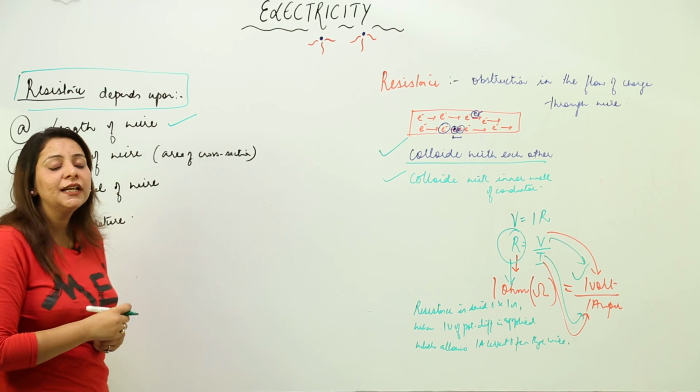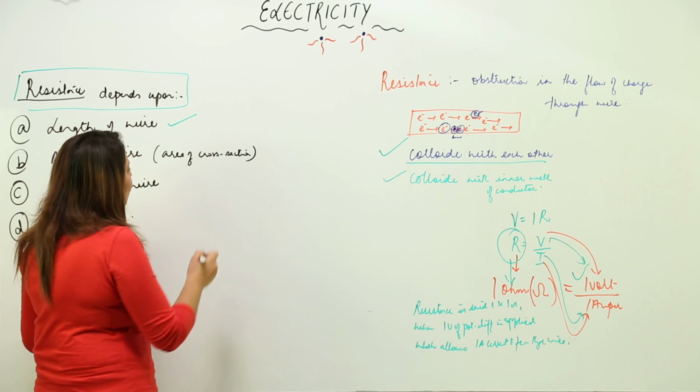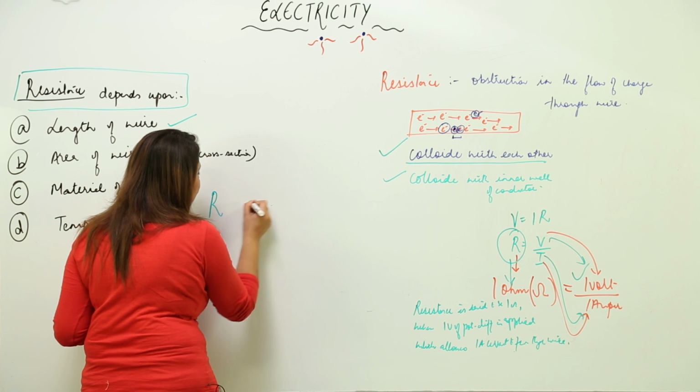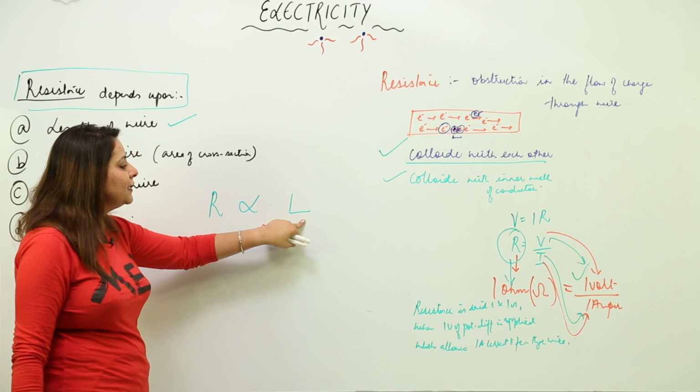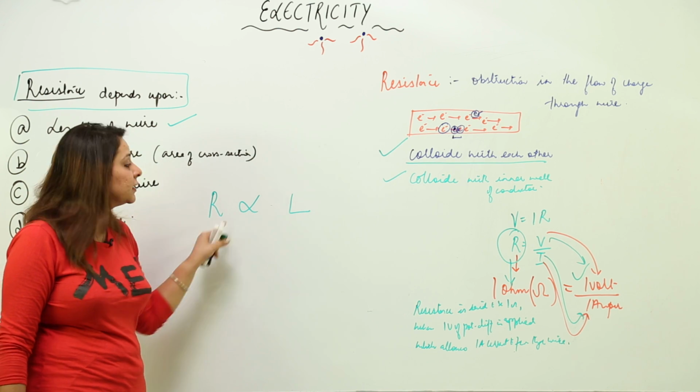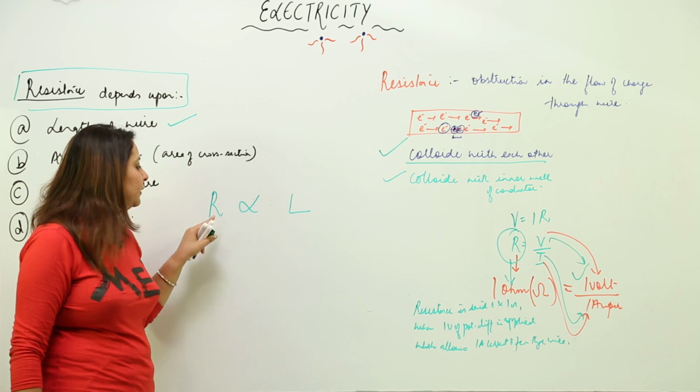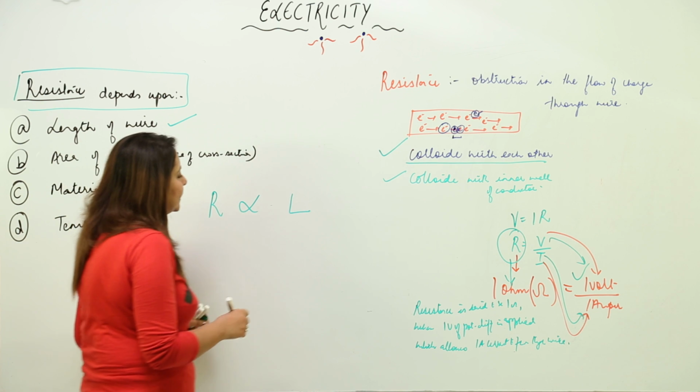Now first we are going to see how it depends upon length. It is proved that resistance is directly proportional to length. That means the more the length, the more the resistance, or the less the length, the less the resistance. I am going to prove it with an example.